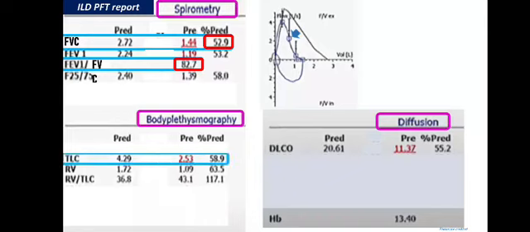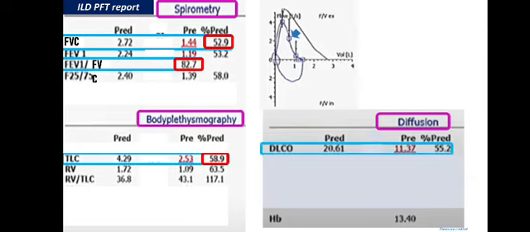Next come to the total lung capacity. Here the value is 58.9. It is less than 80%. So it may be a case of interstitial lung disease or pulmonary fibrosis. Let us see the DLCO value. What is the value here? It is 55.2%. It is less than 80%. So DLCO value has been reduced. So what to look for in case of suspected pulmonary fibrosis? We have to first look for the FEV1-FVC ratio. Next, forced vital capacity. Next is the TLC, and finally DLCO.